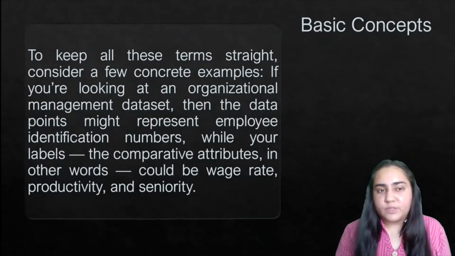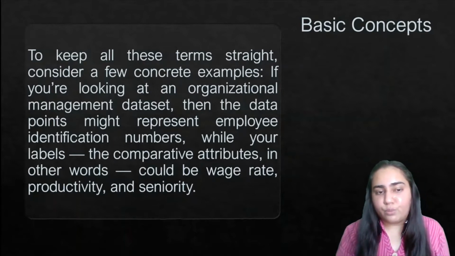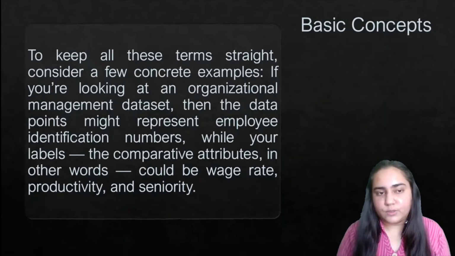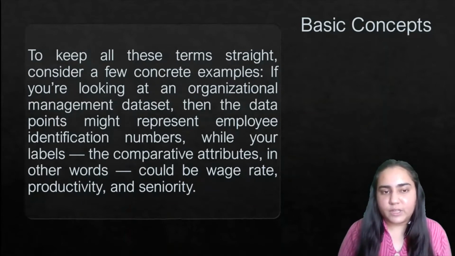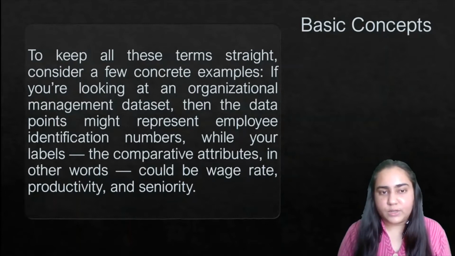To keep all these terms straight, consider a few concrete examples. If you're looking at an organizational management dataset, then the data points might represent employee identification numbers, while your labels, that means the comparative attributes, could be wage rate, productivity, and seniority. So these could be all your labels: wage rate, productivity, seniority. They are all comparative attributes. Whereas the employee identification number would also be present in your dataset.